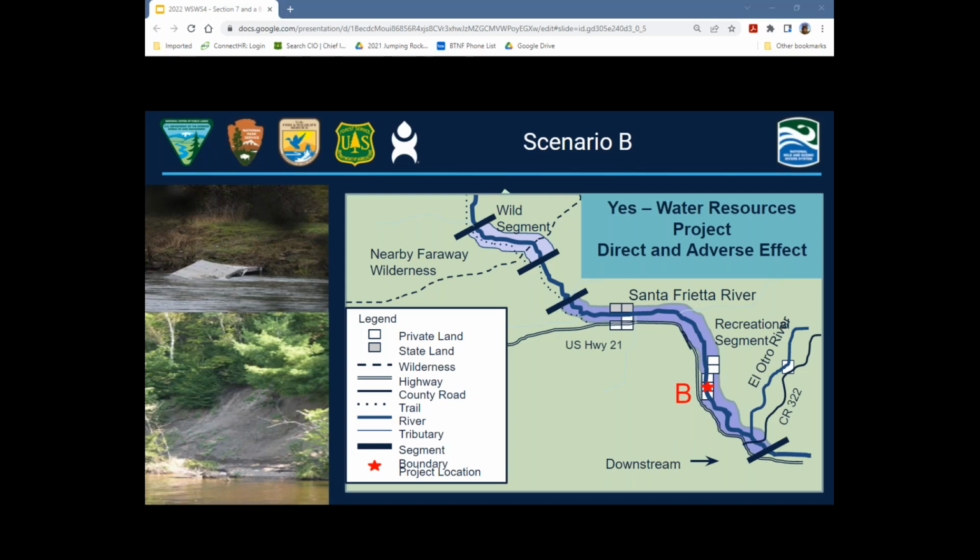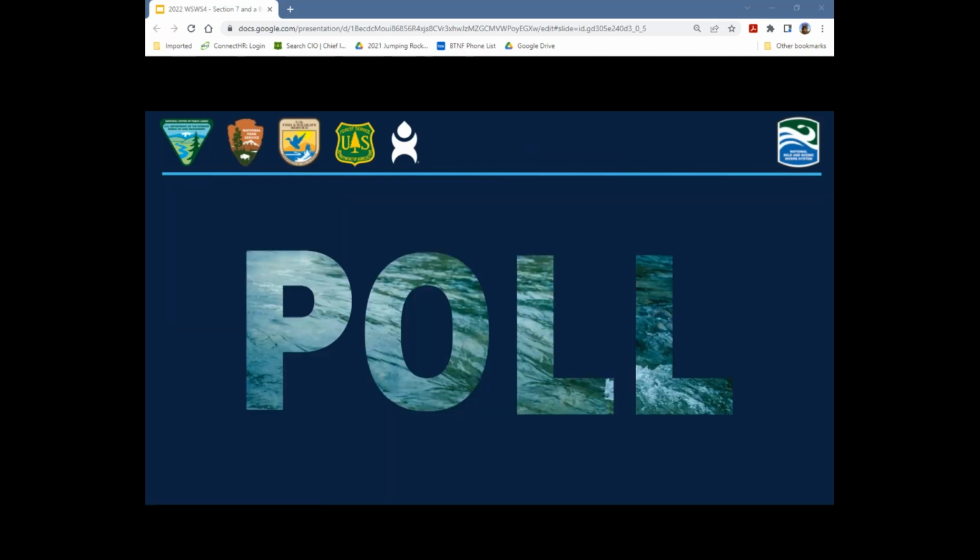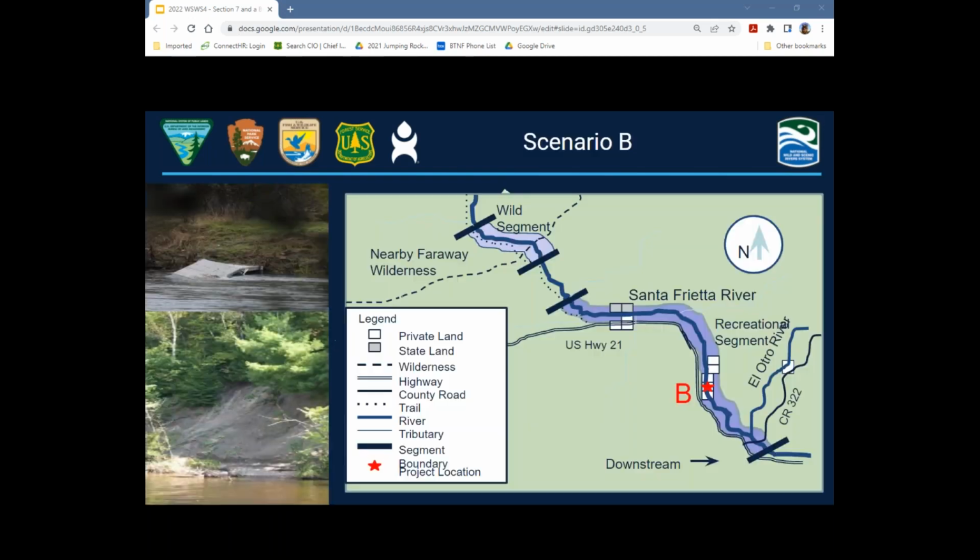This project would be considered a water resources project because it is below the ordinary high water mark. The project would be subject to Section 7, even though it's on private land, because it's within a designated, is that where we were? Or did I jump ahead? Okay. I think you might have jumped ahead. I think you were describing scenario B.